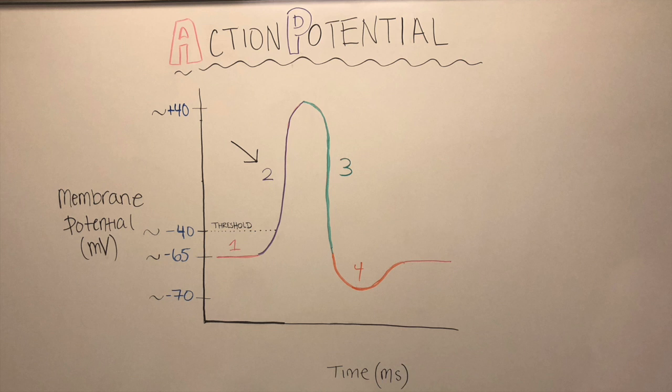Various stimuli can cause the neuronal membrane to depolarize, which means the membrane potential becomes more positive. Once the membrane potential hits negative 40 millivolts, also known as threshold, an action potential is generated. If the neuronal membrane doesn't hit threshold, an action potential cannot be generated. This is known as the all or nothing principle. The neuron either fires or it does not.